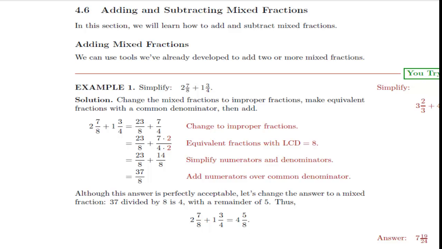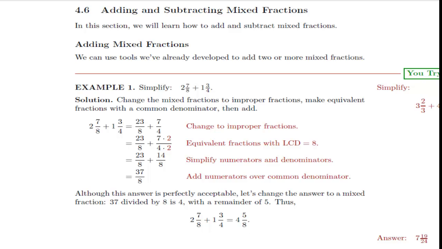Changing 1 3/4 to an improper fraction, 4 times 1 is 4 plus 3 is 7. Putting this over the original denominator, we get 7 over 4. Now we have two fractions. We want to find an LCD. The LCD in this case for 8 and 4 is 8, since 4 is a factor of 8. So we'll multiply the second fraction by 2 over 2 to get an equivalent fraction with the denominator 8.